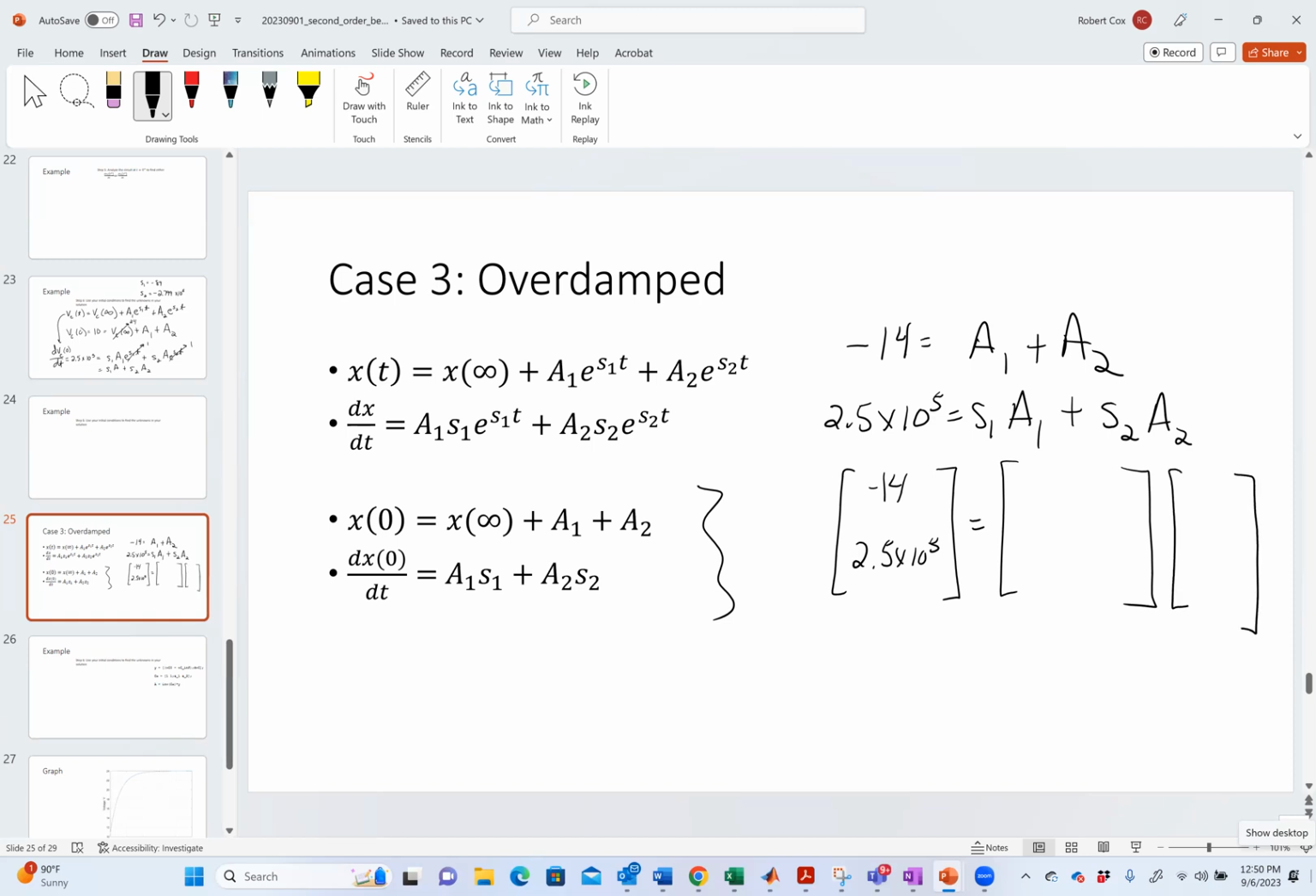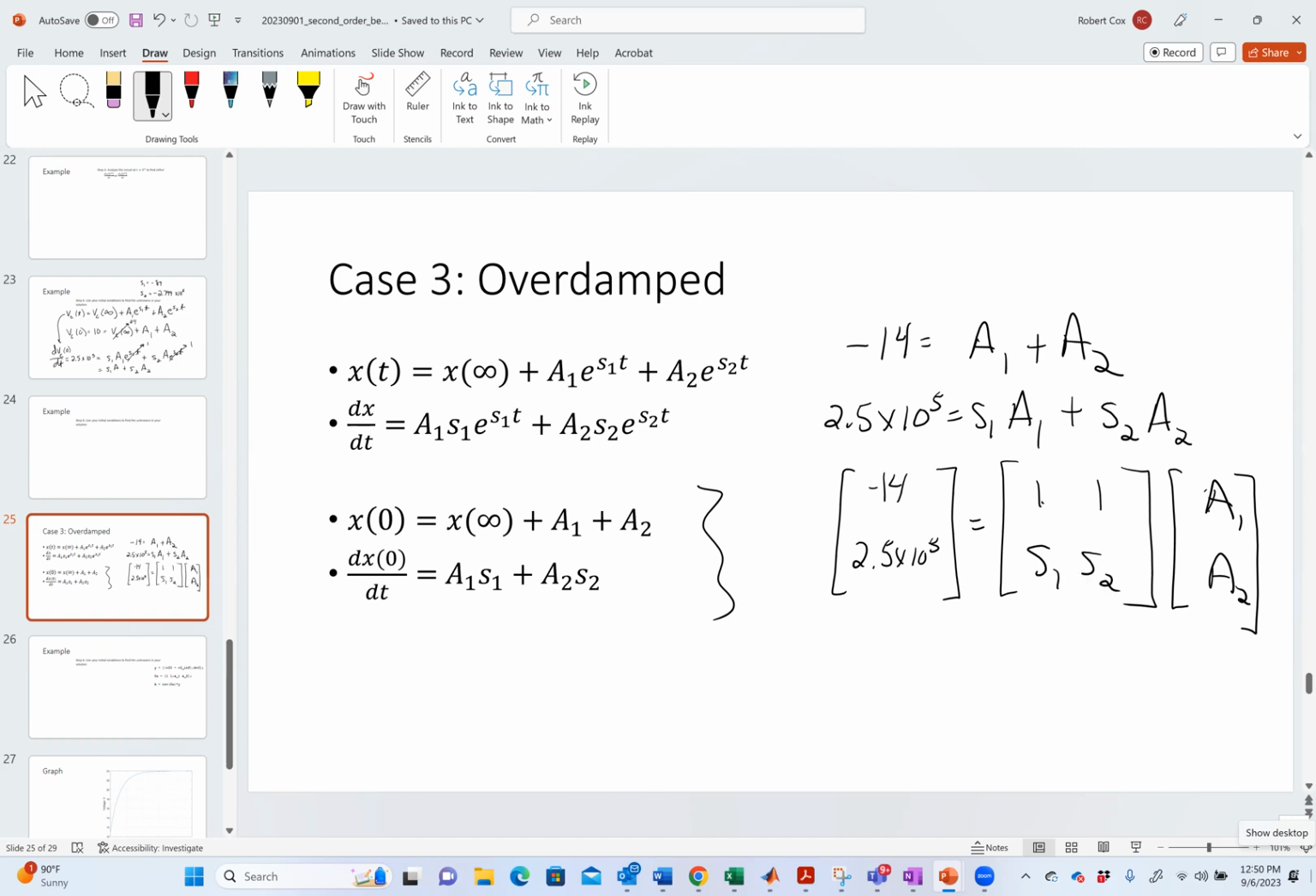And how do I set up the rest of that problem? What am I solving for again? A1 and A2. S1 and S2 are numbers that I know the value of. So what would go in the matrix there? The top row is 1 and 1, because negative 14 equals 1 times A1 plus 1 times A2. And then I'd have S1 and S2 on the bottom.